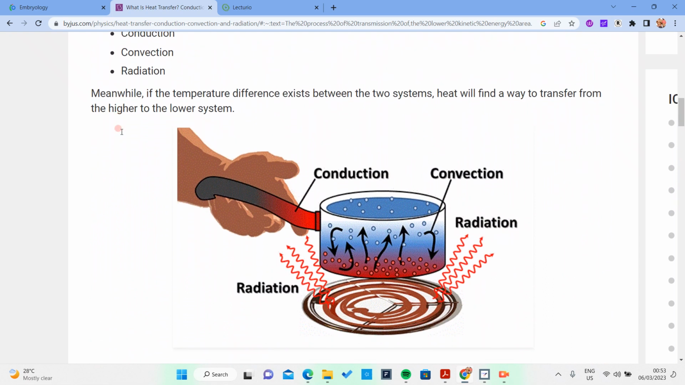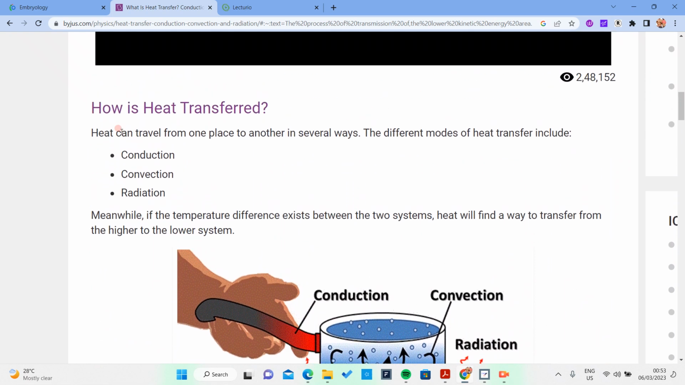Now, how is it transferred? I already said before, we have three methods of transferring it. You have conduction, you have convection, and then you have radiation.